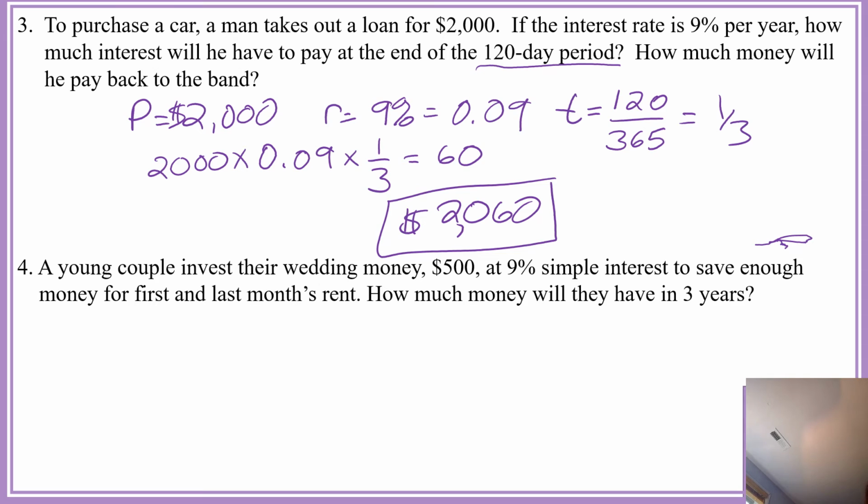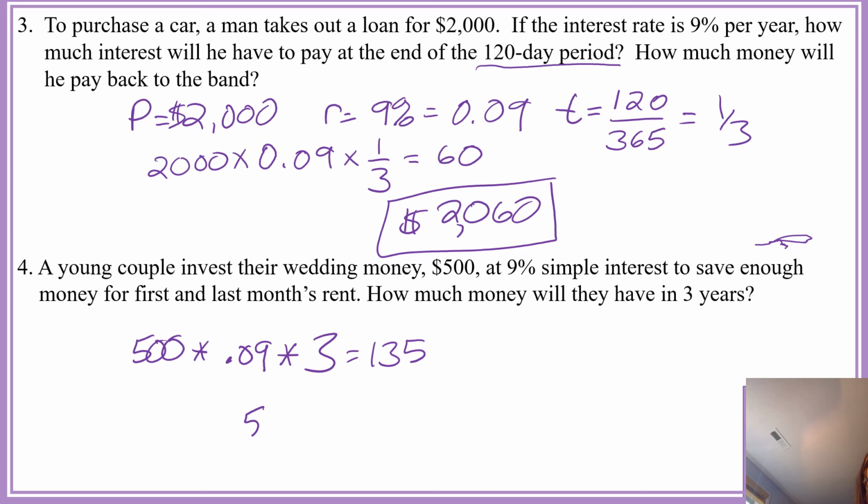All right, a young couple invest their wedding money, $500, at 9% simple interest to save enough money for the first and last month's rent. How much money will they have in 3 years? So we have $500 times an interest rate of 0.09 in 3 years. So this one's pretty straightforward. 500 times 0.09 times 3. They'll have an extra $135.